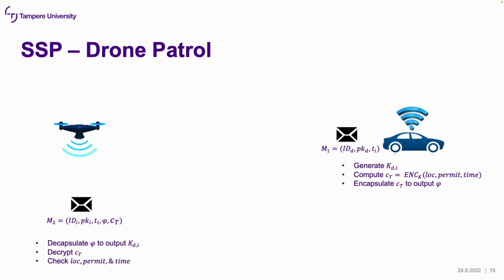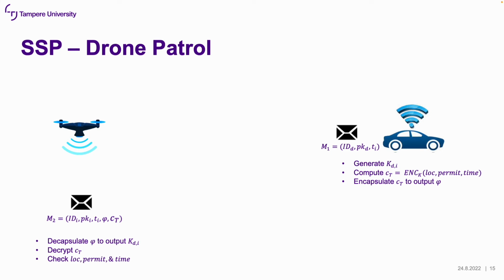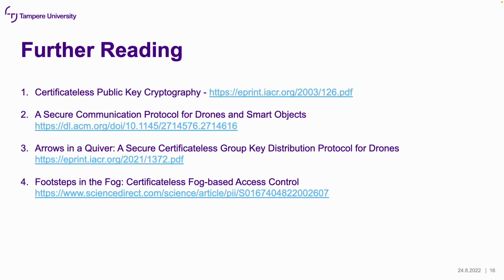This is basically the application, or a use case, of CL-PKC. Now, if you are interested in reading more about CL-PKC, we provided links on the Moodle page as well as here, which go to 4 papers. Certificateless Public Key Cryptography, which is like the genesis or the main material on certificateless public key cryptography. A secure communication protocol for drones and smart objects. Arrows in a Quiver, which is a secure certificateless group key distribution protocol for drones. And then we have Footsteps in a Fork, certificateless fork-based access control. Both Arrows in a Quiver and Footsteps in a Fork are in-house papers where we use certificateless cryptography to design secure communication protocols.